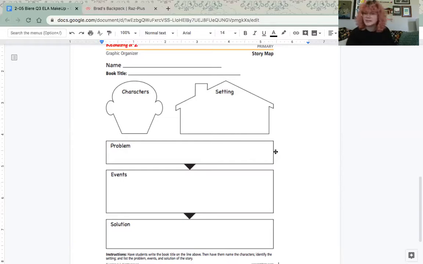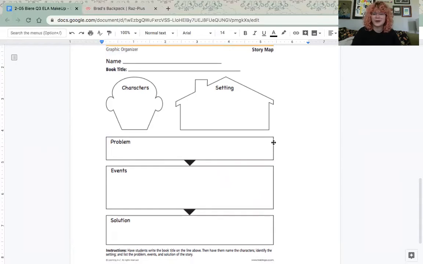So we're going to do this together. I have with me paper and pens or pencils so that I can write, and for you guys, that means your parents can take a picture. So just follow along with me as I model how we're going to do a story map.